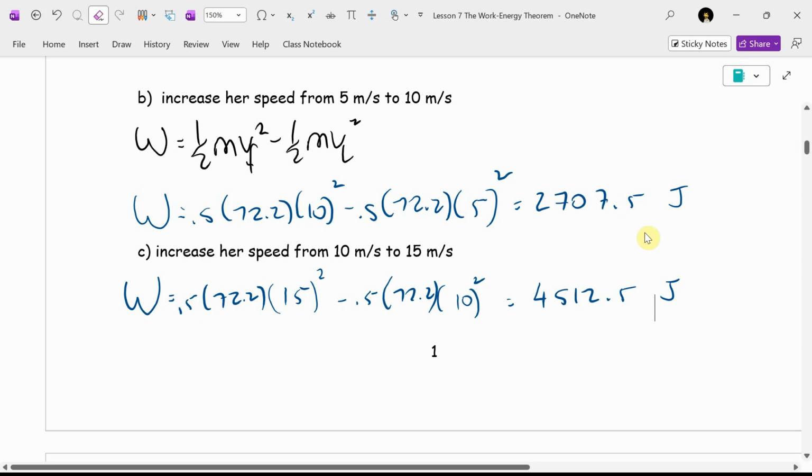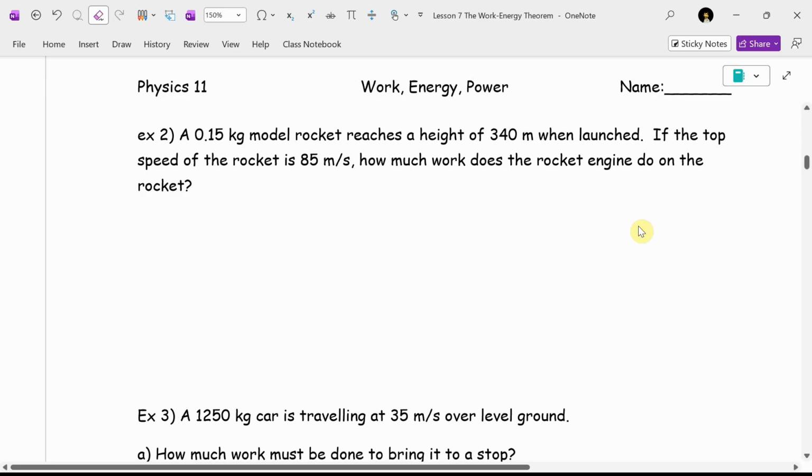So already one cool application, we can start now to look at rocket science. Now in physics 12, we'll do proper rocket science. We can just do a model rocket right now, example 2. It says a model rocket reaches a height of 340 meters when launched. If the top speed of the rocket is 85 meters per second, how much work does the rocket engine do on the rocket? Haley, what's this question asking me to find?